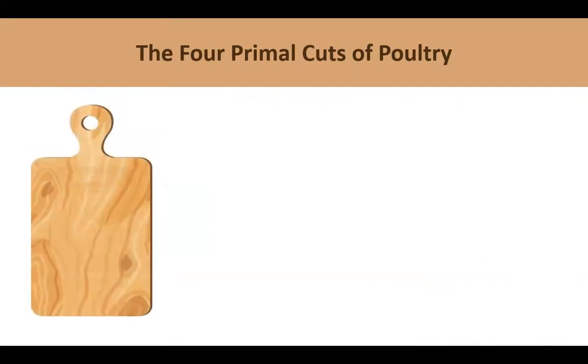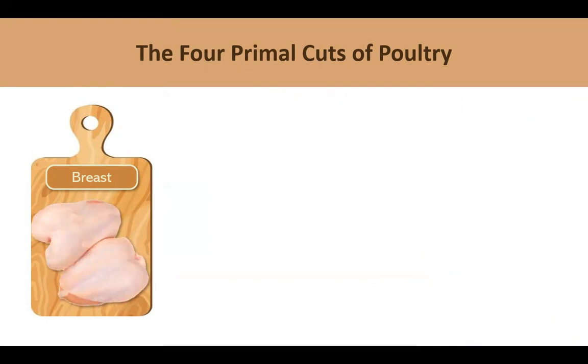There are four primal cuts of poultry. First is the breast. The breast of a poultry bird such as chicken, duck, or turkey is sourced from the frontmost breast section and is comprised of lean white meat. It is mild in flavor but prone to drying out when cooked improperly. Therefore, it's best to cook breast meat with extra care to retain moisture. Some methods to try include dry poaching, searing the skin before roasting, and allowing the meat to rest before slicing and serving.